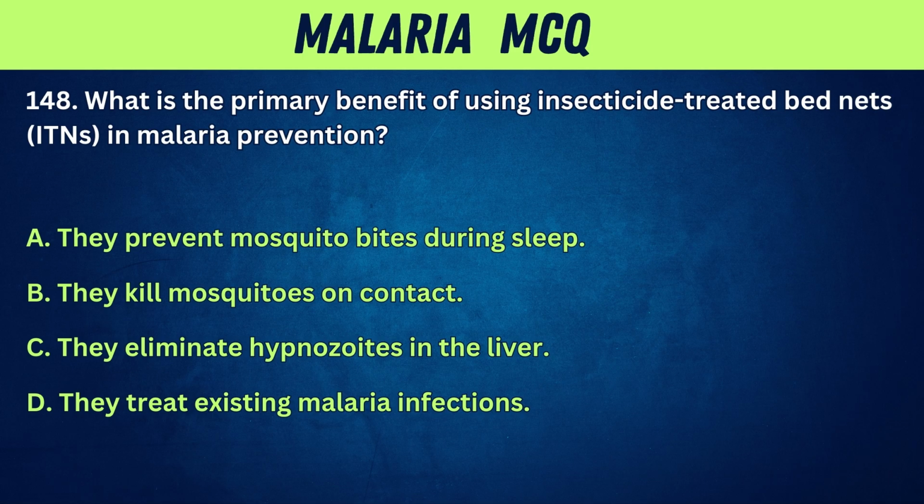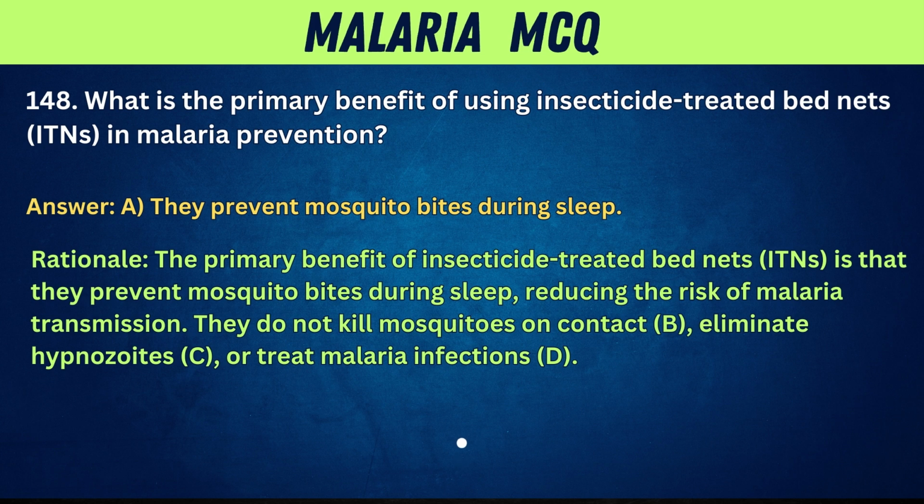148. What is the primary benefit of using insecticide-treated bed nets, ITNs, in malaria prevention? A. They prevent mosquito bites during sleep. B. They kill mosquitoes on contact. C. They eliminate hypnozoites in the liver. D. They treat existing malaria infections. Answer: A. They prevent mosquito bites during sleep.